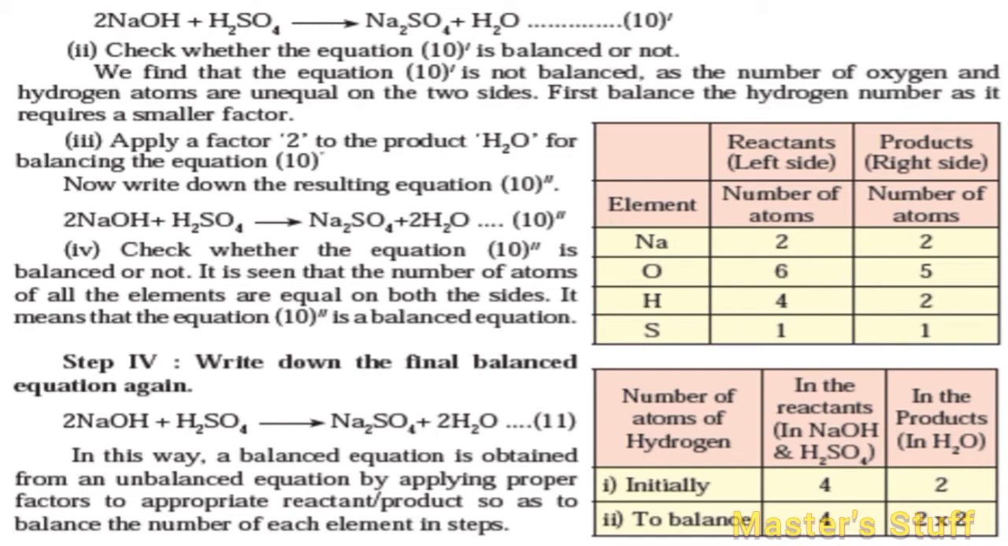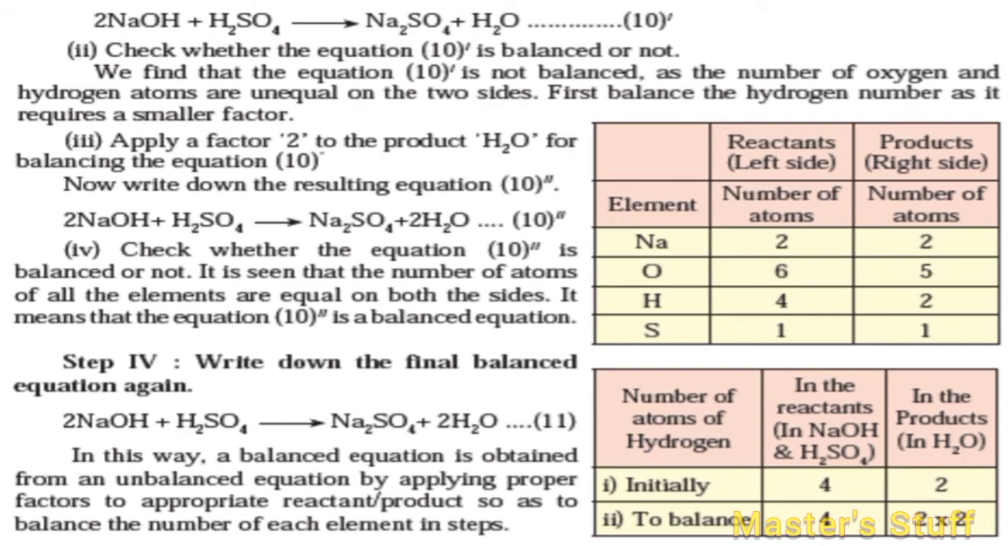Write down the resulting equation, which is as 2NaOH plus H2SO4 gives Na2SO4 plus 2H2O. Now let's check whether this reaction equation is balanced or not. Well, while taking a look, it is seen that the number of atoms of the elements are equal on both the sides. This means that the equation is balanced.